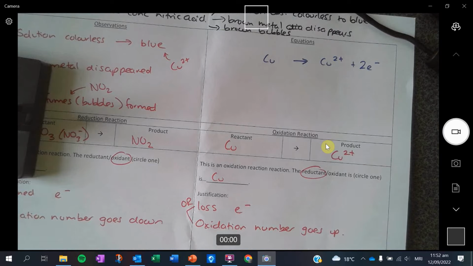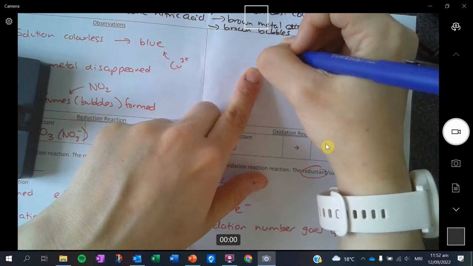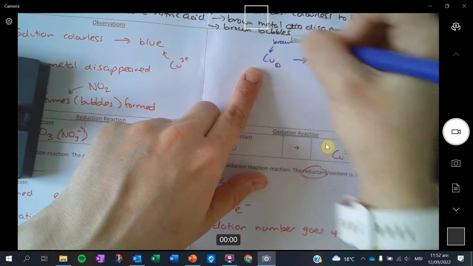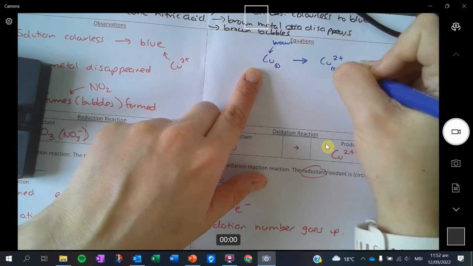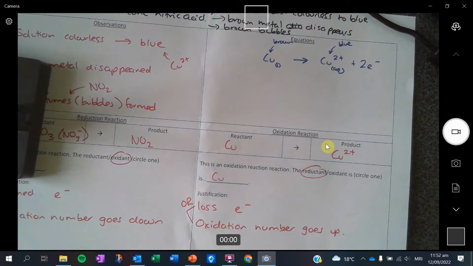And again, if you want to state observations in the equation, you can. So I could state that this is a solid, and that's brown. I can state that that's aqueous, and that's blue. So that's another way you can link in your observations to make sure you know what you're doing.